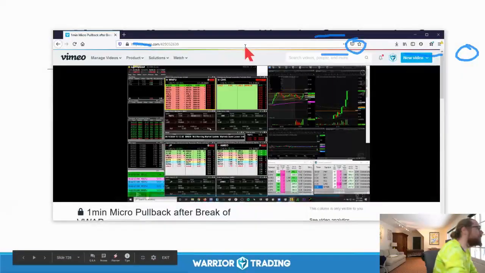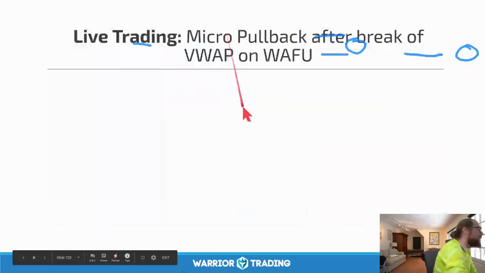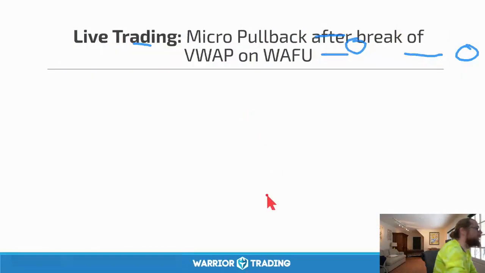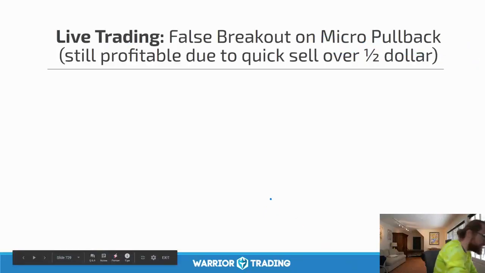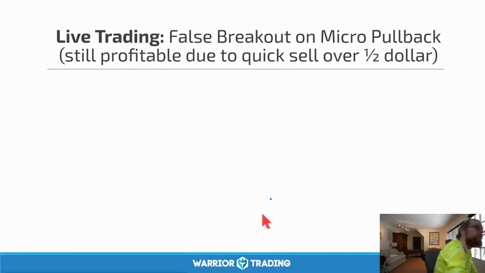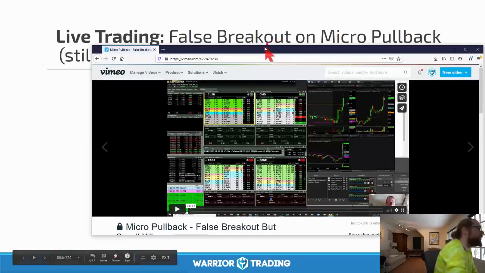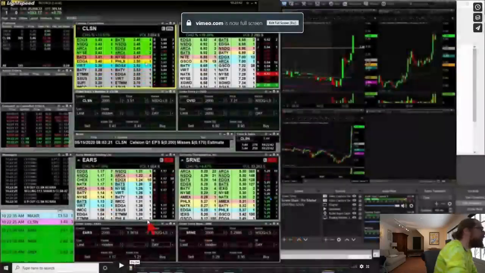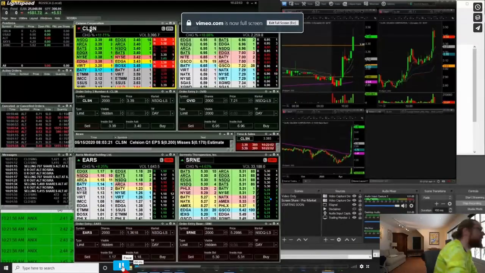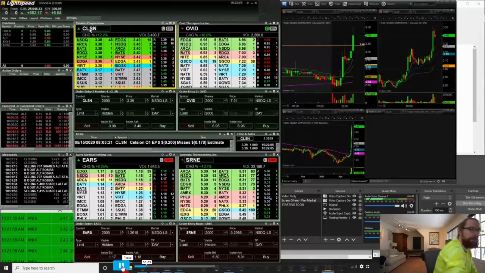So I'm just going to make a note to myself here on this. Oops, that was WAFU, to make sure that's also added in the dip trades, so we can go back and show that. So dip trade also. All right, so false breakout on a micro pullback, but still profitable due to a quick exit. All right, let's see what this one has for us. And I think, as I mentioned, again, there's a lot of overlap with some of these examples. Some are a dip trade, and then they're micro pullback, their first 1 minute candle to make a new high.